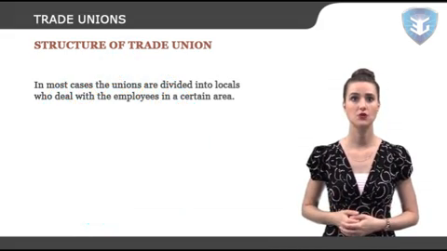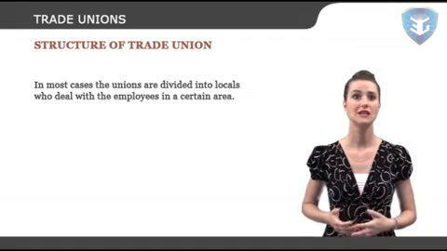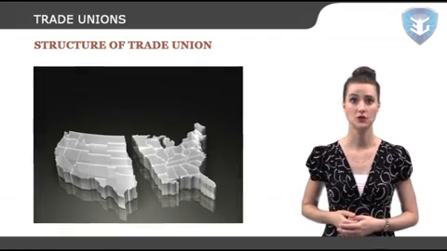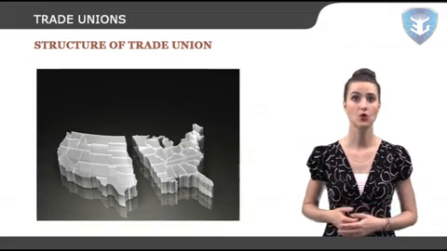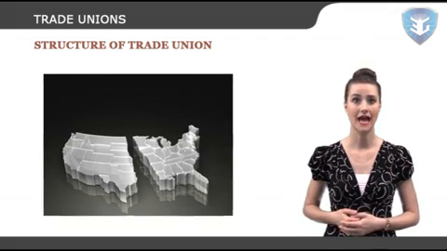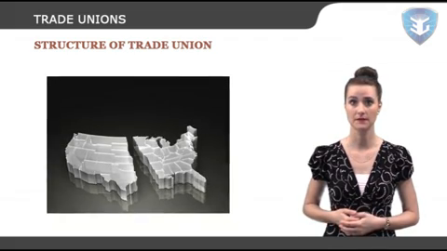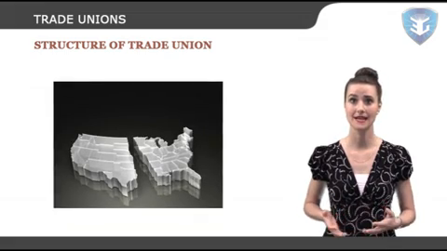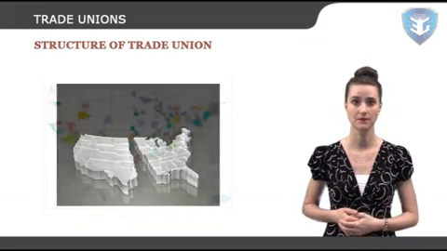In most cases, the unions are divided into locals who deal with the employees in a certain area. Again, this differs from one union to another. One may have a local that handles the employees at one factory and a different local that handles the members at the factory down the street. Or it may be that the local will handle all the members in that city and possibly even state.